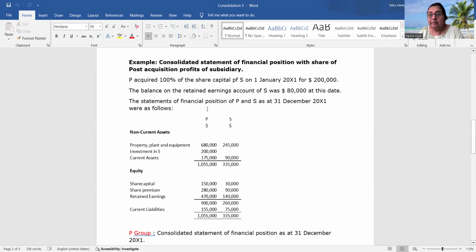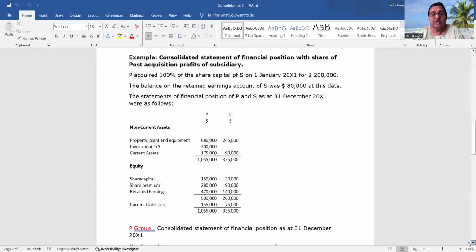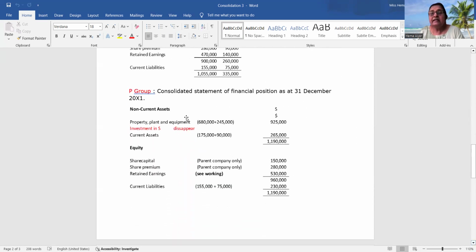Now we have to prepare the consolidated statement of financial position. Like last time, we are going to add the net assets and the liabilities line by line. Now this is the P group. A group relationship exists because P has bought the controlling interest of S. So it has become the P group. We don't call it P and S. We call it the P group. Consolidated statement of financial position as at 31st December. This is not the acquisition date. This is the reporting date after 1 year. The acquisition date was 1st of January 2001.